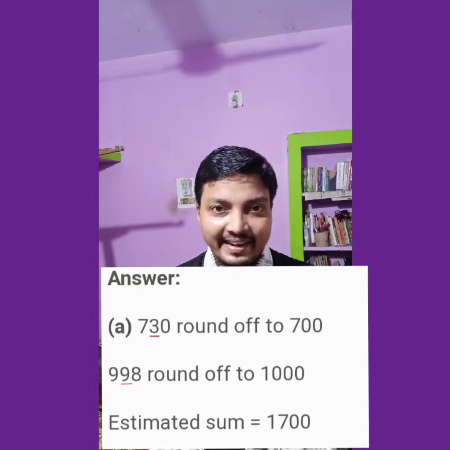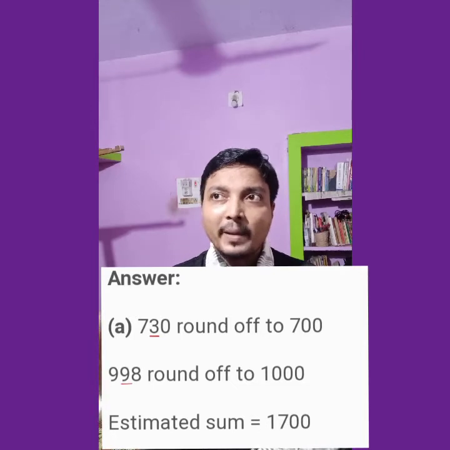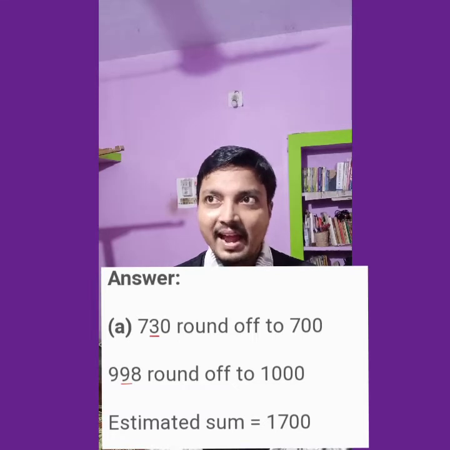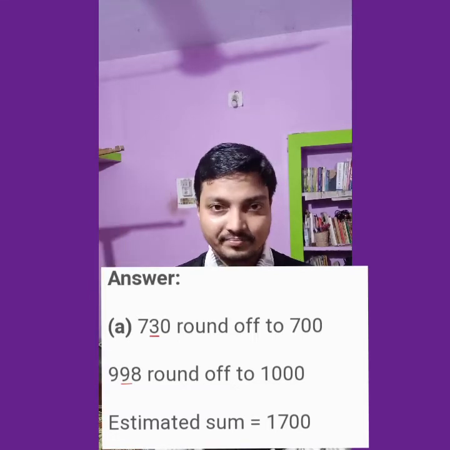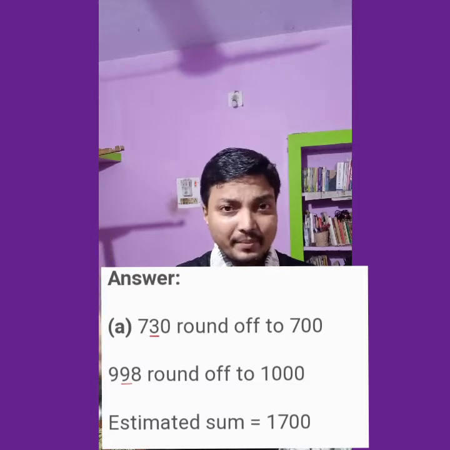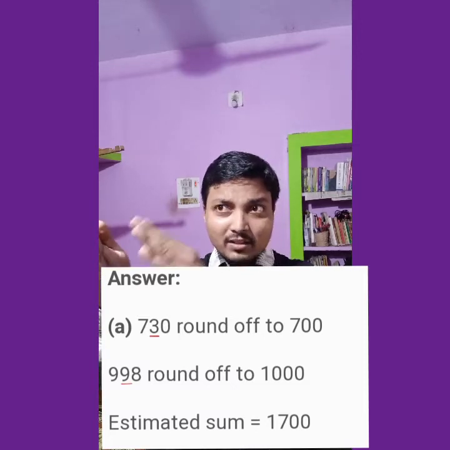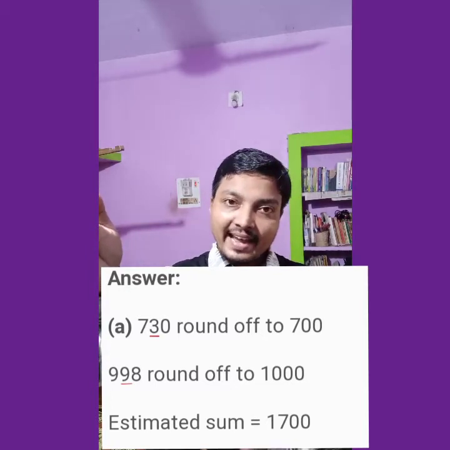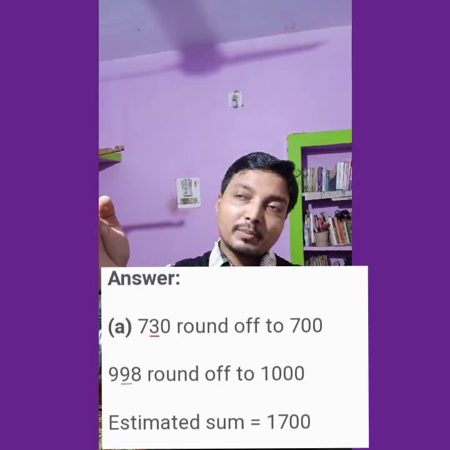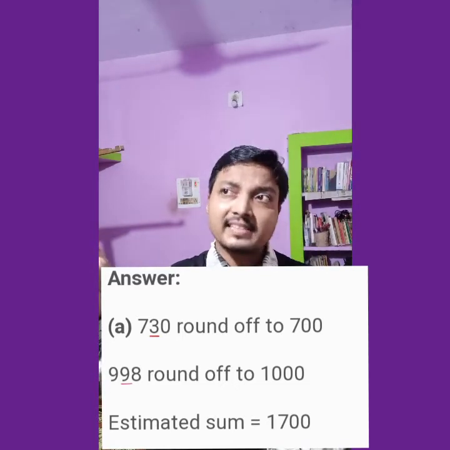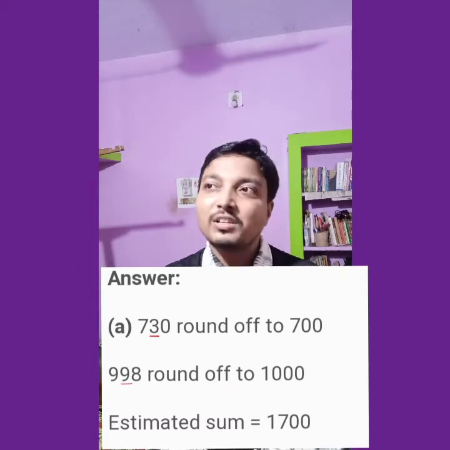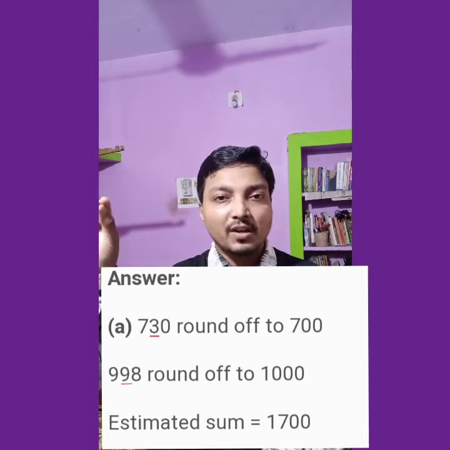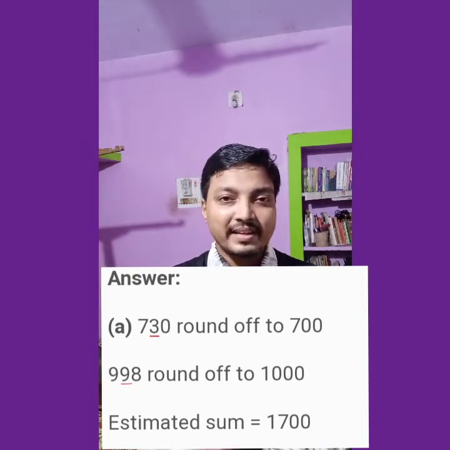And for 998, we need to find the nearest 100. So we check the 10s digit, which is 9. The 10s digit is 5 or more than 5, so the previous number should be replaced by its next number. The previous digit 9 becomes 10, followed by 00, which is equal to 1000. So the estimated sum is 700 plus 1000, which is equal to 1700.